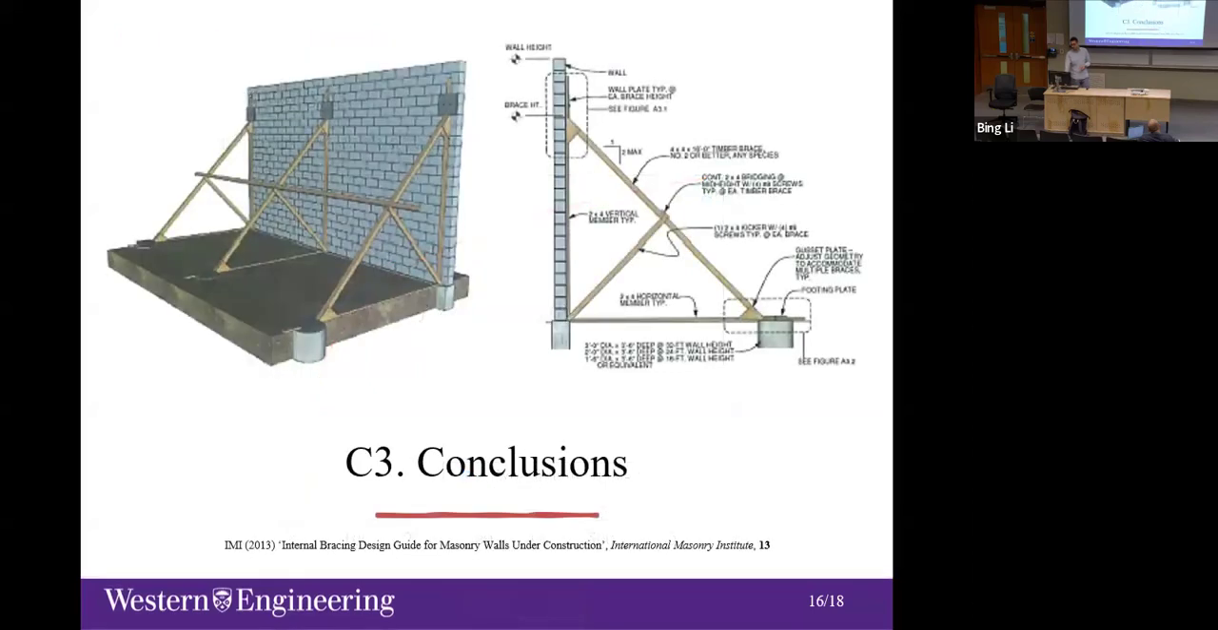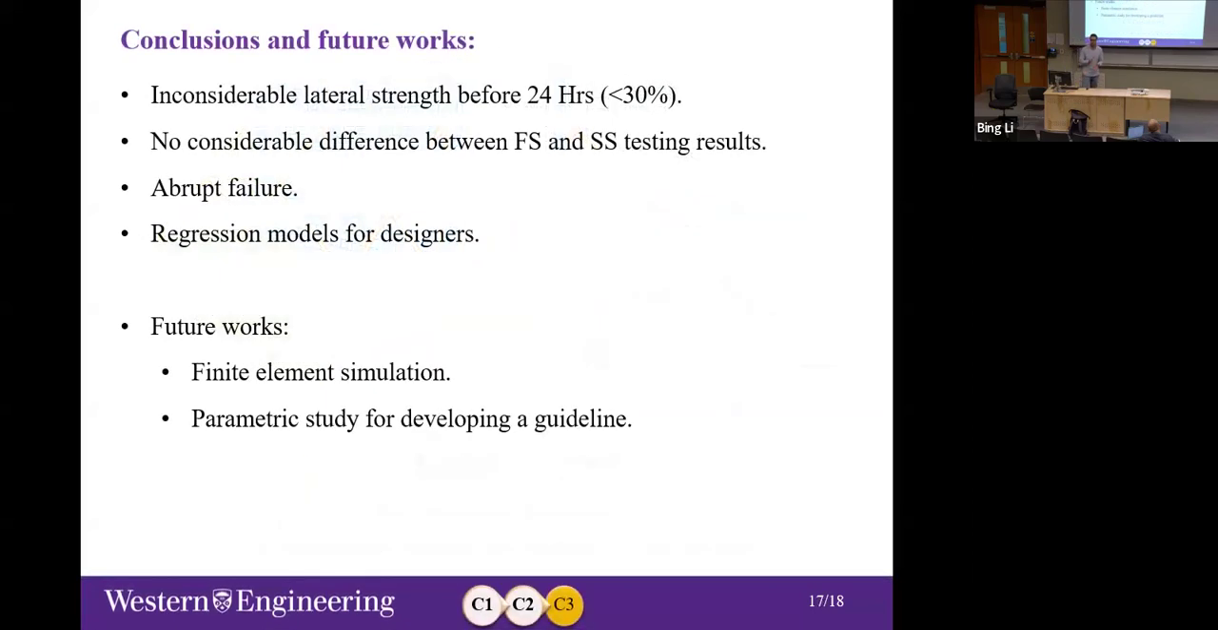Let's talk about the conclusions. Based on the results, we can say that there is inconsiderable flexural tensile strength in the masonry walls during the first 24 hours, less than 30%, even less than 25%, of the full strength of the masonry, which makes the masonry vulnerable to lateral load. It's necessary to use temporary bracing. And there's not any considerable difference between the FS and SS data, so we can use them interchangeably.